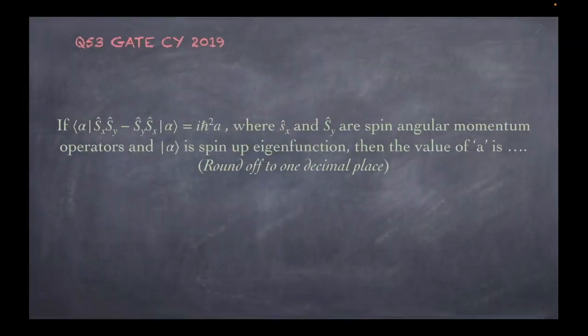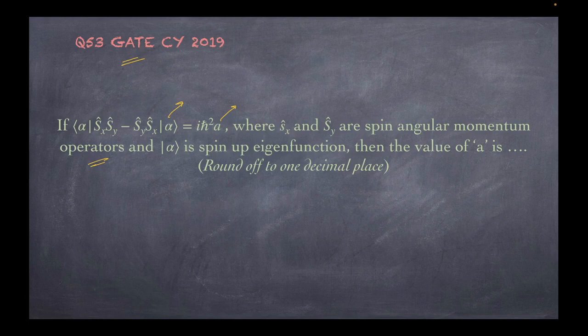So this is question number 53 from the 2019 chemistry paper, and this is about quantum chemistry, quantum mechanics, operator algebra, etc. The question says an operator expression is given, where Sx and Sy are the spin angular momentum operators, and here alpha is the spin up eigenfunction. Now we have to find the value of A here, rounded to 1 decimal place.